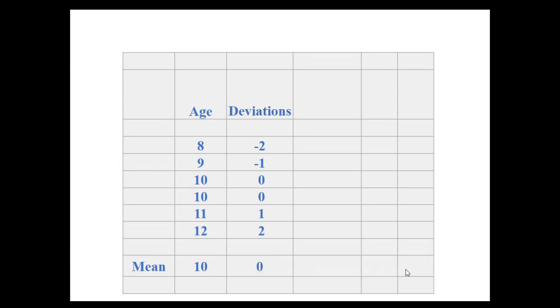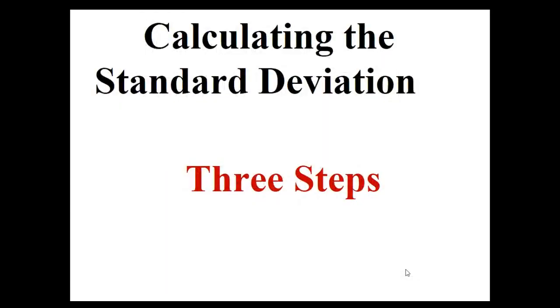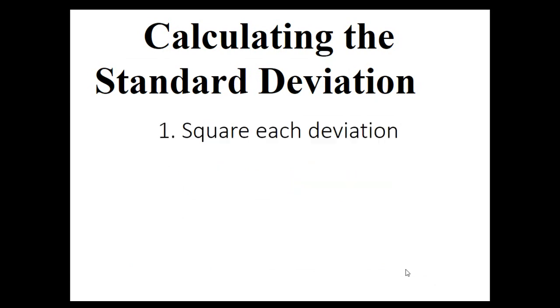Okay. Now remember, what we're really trying to do is get the standard deviation, but to find the standard deviation, you have to start with the deviation. So we've got that. Now we're ready to actually calculate the standard deviation, and there are 3 steps. Once we have all the deviations lined up, then we're ready to go through 3 steps. The first step is to square each deviation.